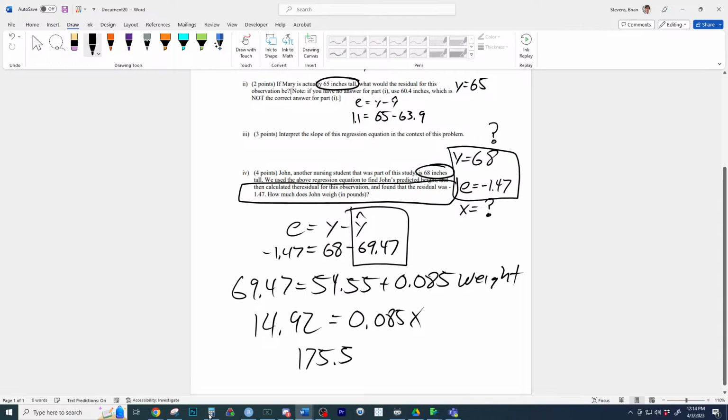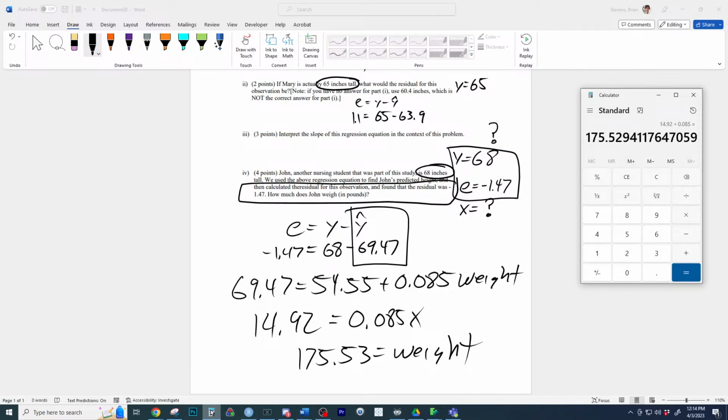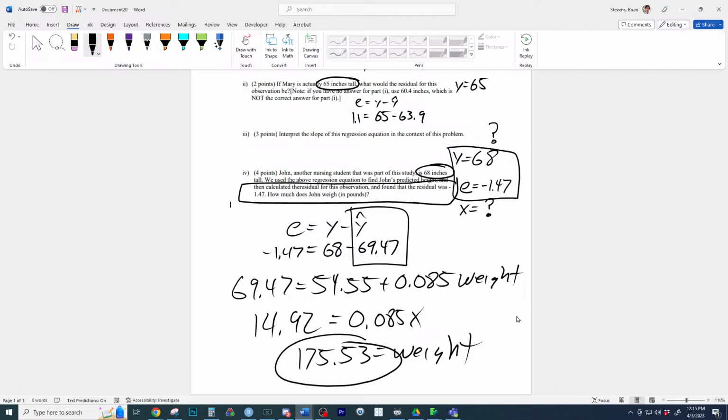Was it 53? Equals weight. What could you now do that you have this value of weight? What could you do to check your work? Now that you have a value of weight right here, what could you do to check your work?